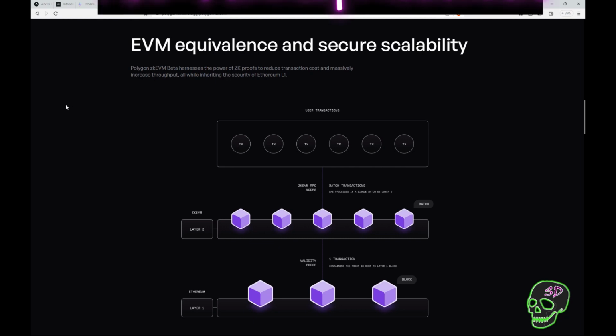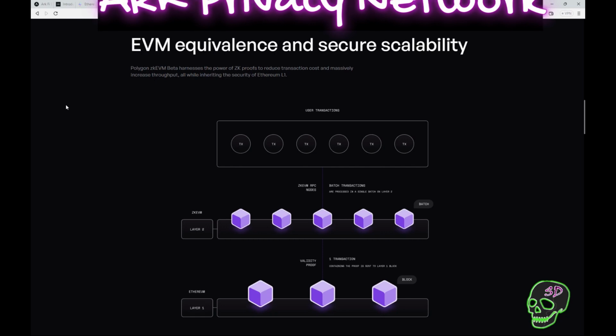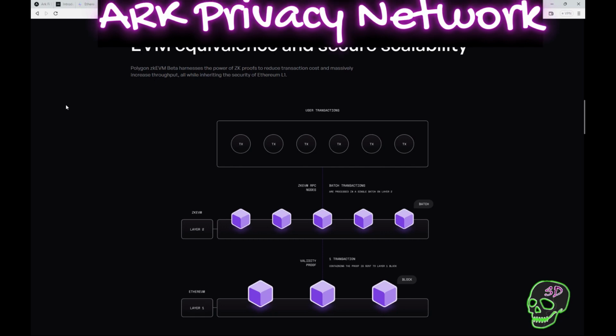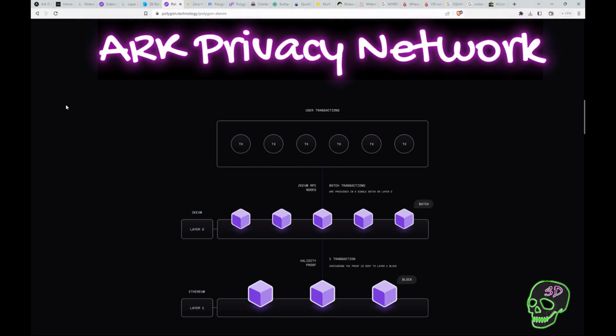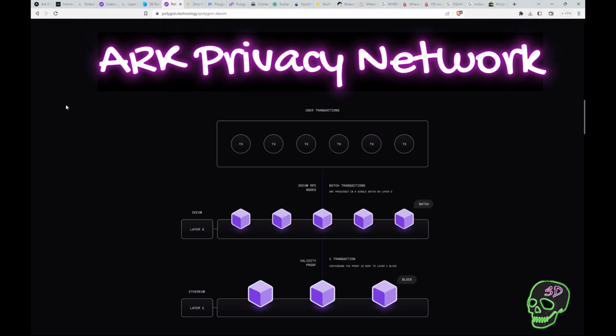Ark can build their privacy network on top of this. In this scenario, Ark privacy transactions would be bundled into a single transaction. That single transaction would be sent to Polygon zkEVM. Then it would be combined with other transactions on the network there, batched into a single transaction, then sent to Ethereum to be added to the blockchain.